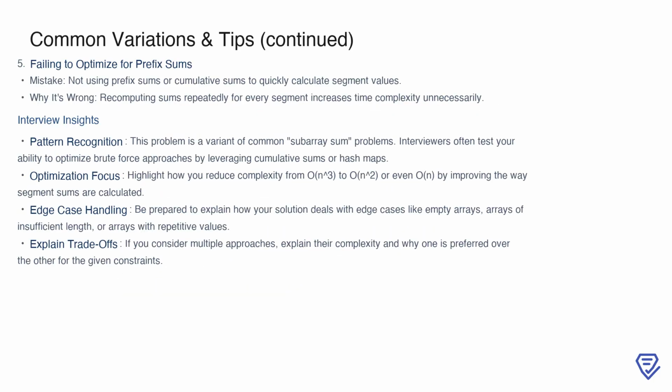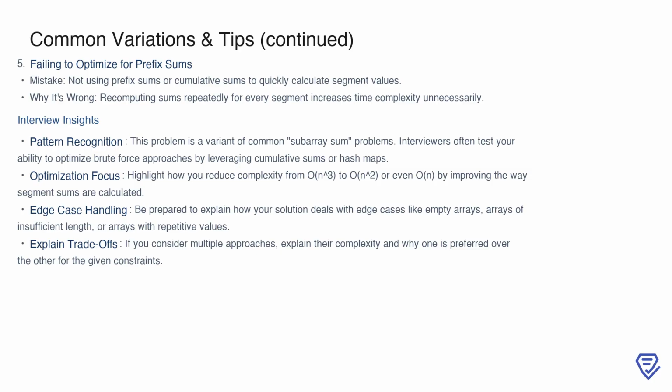To optimize your solution and avoid inefficiencies, using prefix sums is a highly effective strategy. A common mistake is failing to leverage these cumulative sums, which allow for quick calculation of segment values without needing to recompute sums repeatedly. Recalculation increases the time complexity unnecessarily, so prefix sums can make your approach much more efficient.